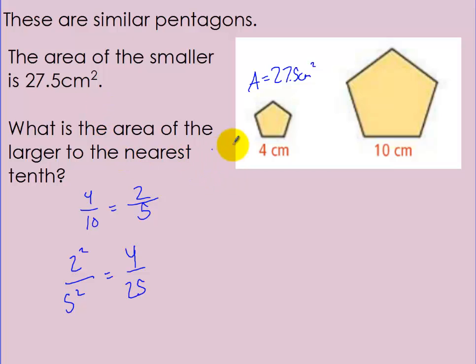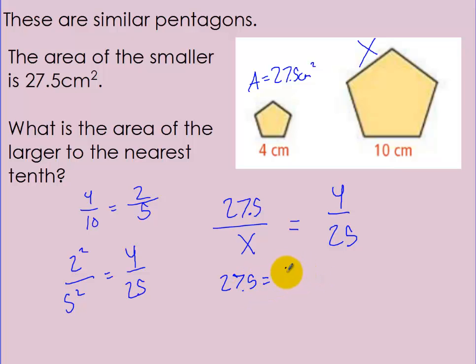So we can create a formula for this. The area of the small one, 27.5, over the area of the big one, we'll just call that x for now, has got to be equivalent to 4 over 25. So we got to do some math here. I'm going to multiply both sides by x, so I'm going to get 27.5 equals 4 over 25 x. And then multiply both sides by 25/4. So you're going to get 25 times 27.5 over 4 equals x.